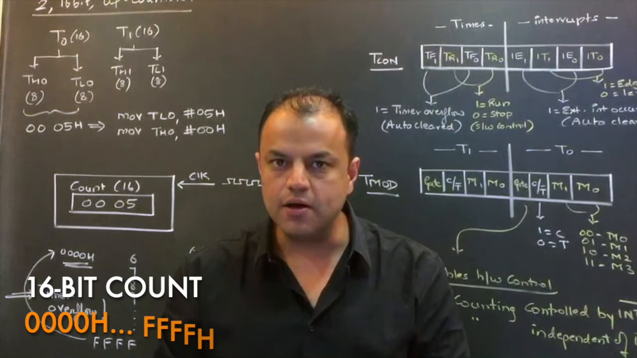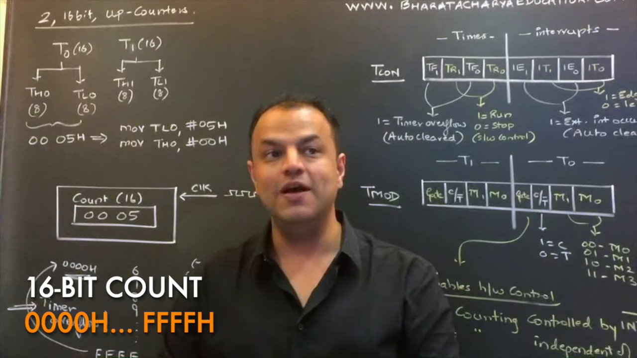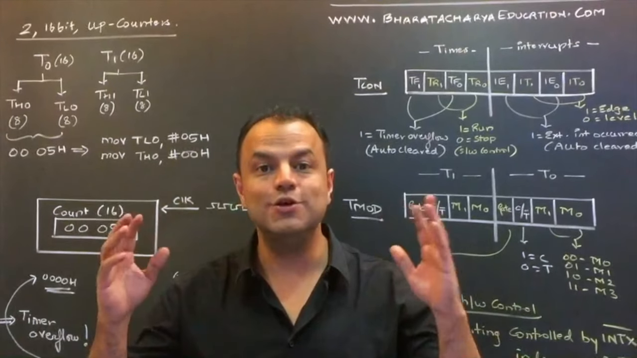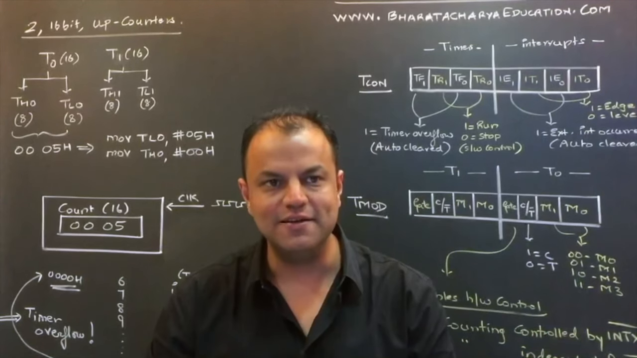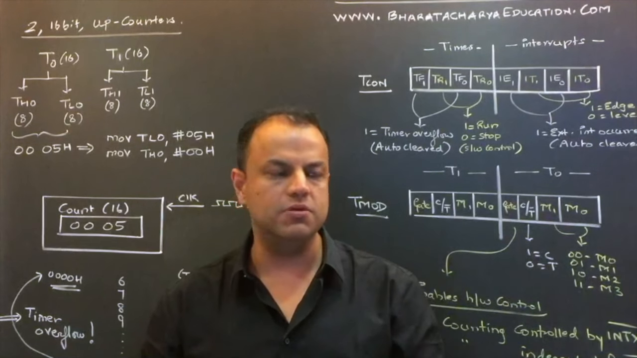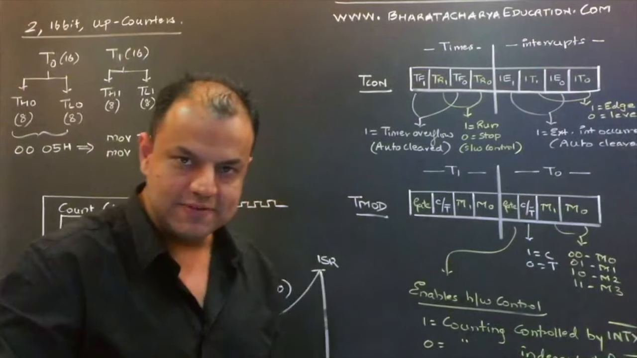So a 16-bit count means I can give a count all the way up to FFFF. That means it can do 65,535 counts, which is a huge number. Did you understand this? Of course, every time you don't give it a count of 65,000; you can give small numbers also, 5, 10, 15, 20, but it can be up to 65,000. Is that clear?